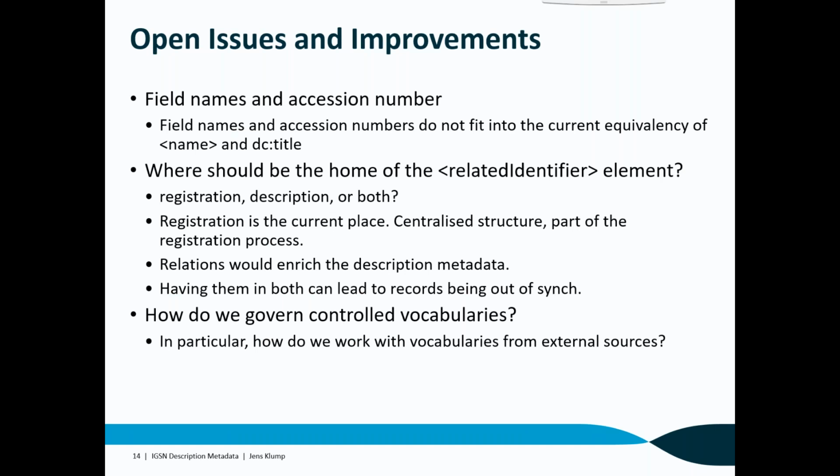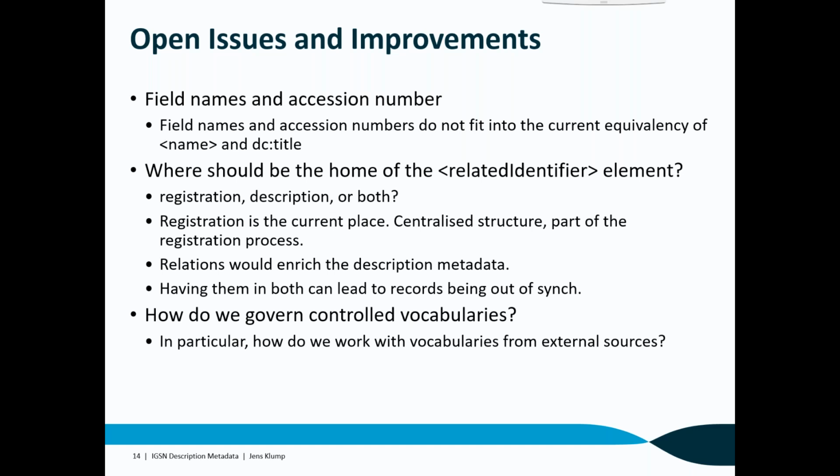So recently I had a discussion with Robert Huber from MARUM at the University of Bremen in Germany about field names and accession numbers. And he's much closer to the museums and biodiversity world than I am. And he pointed out the importance of the accession numbers in museum collections. And just having a name element, which is equivalent to the Dublin Core title, the field names and accession numbers don't really fit into this that well. So this is something we need to discuss for the next iteration of the schema.